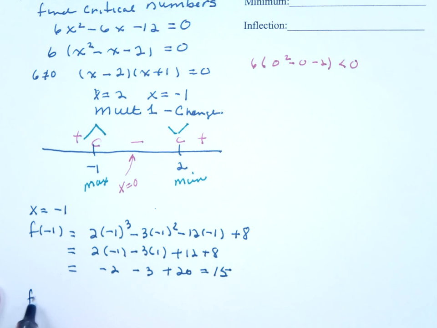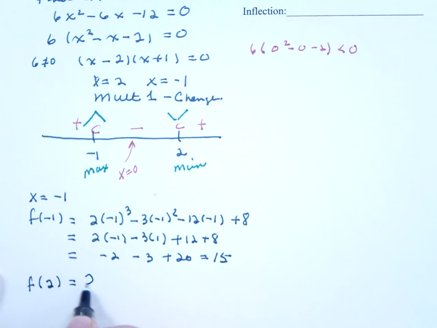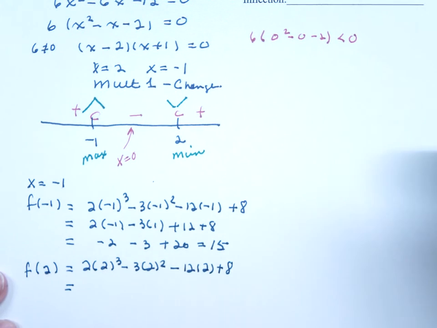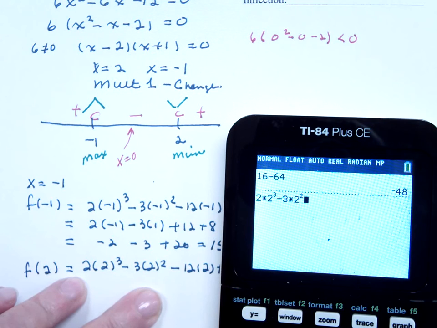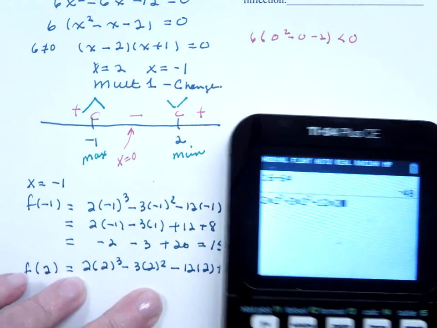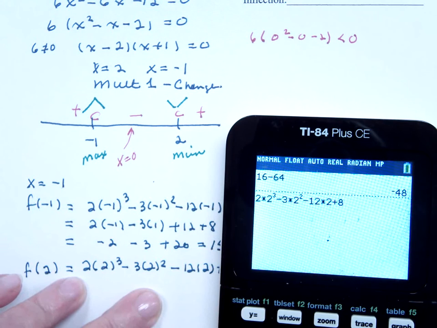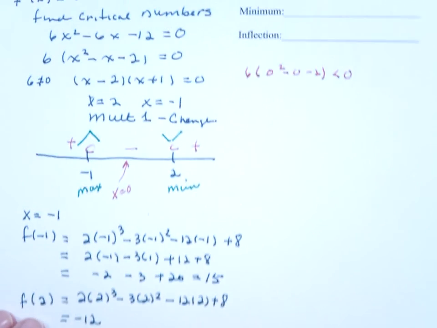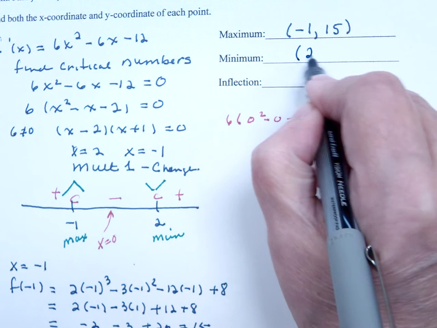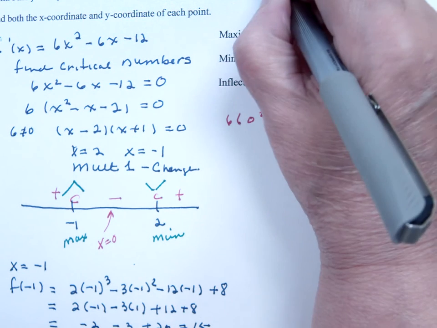Now I do the same thing for f of 2, which is 2 times 2 cubed minus 3 times 2 squared minus 12 times 2 plus 8, which might be just as easy using my calculator. Which is 2 times 2 cubed minus 3 times 2 squared minus 12 times 2 plus 8, negative 12. So my minimum is going to be at 2, negative 12. So this is negative 12 on my graph.